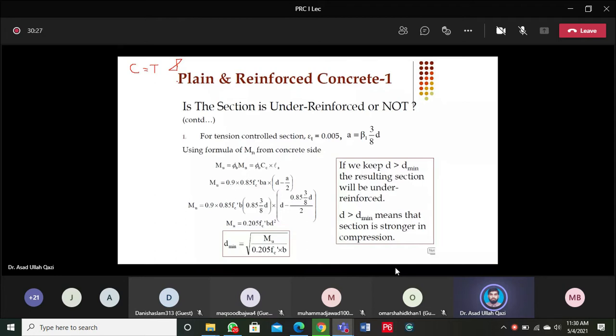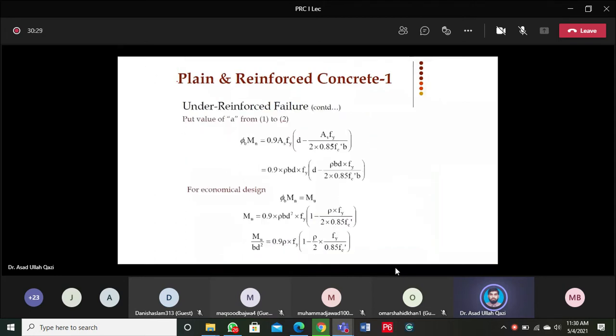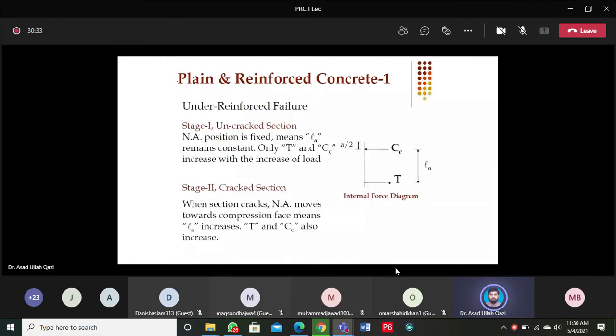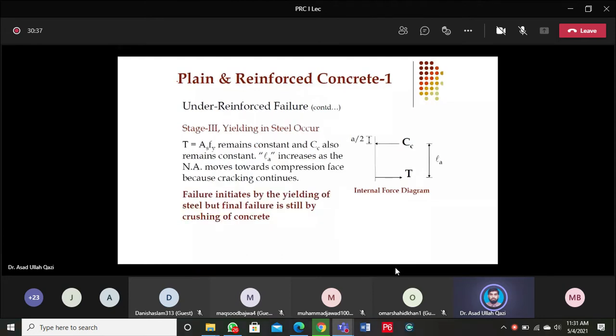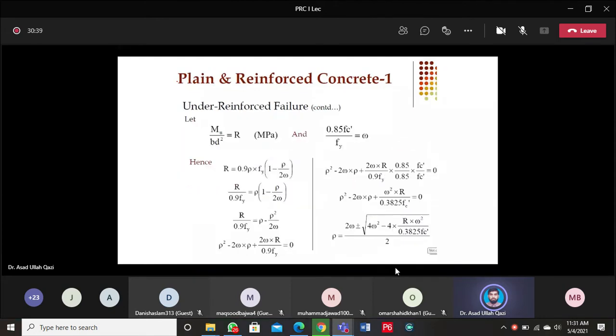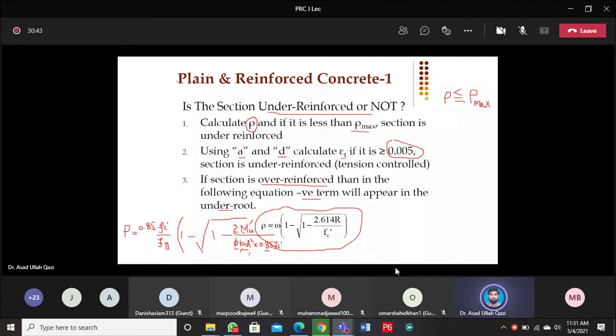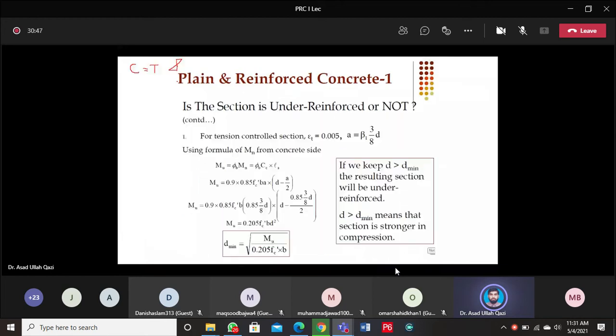So for example, not in this presentation but in the previous presentation where we derived rho balanced and rho max, you can check later on that we are calling C equal to T and then putting in the neutral axis depth from the strain diagram, and then we are getting the useful expressions.